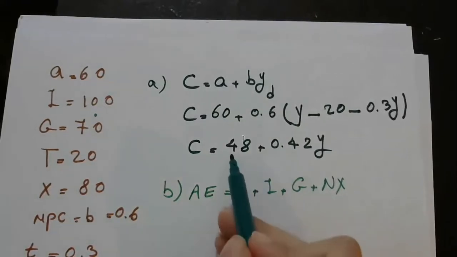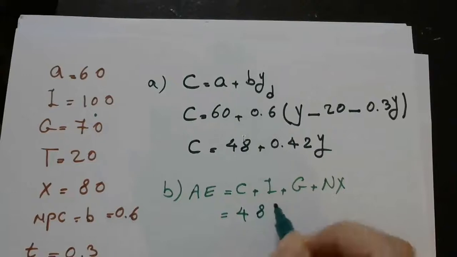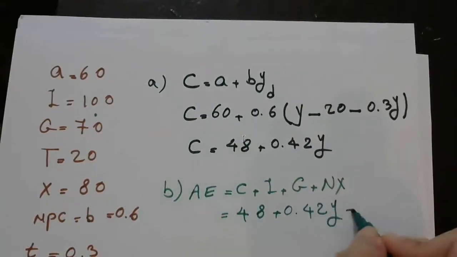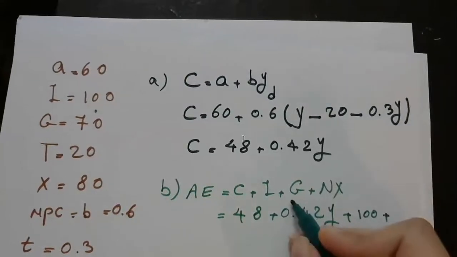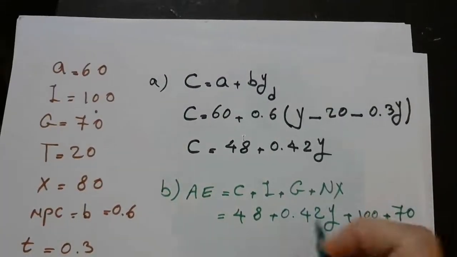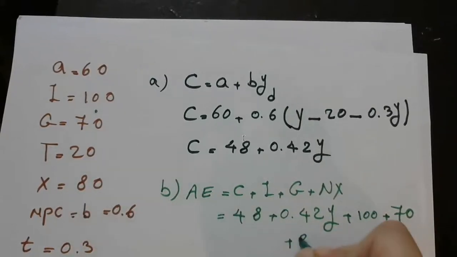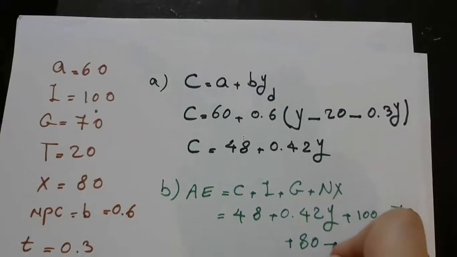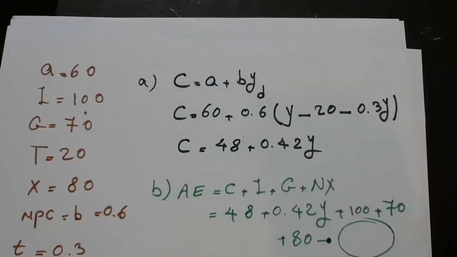Now, again, we replace this calculated C in the aggregate expenditure formula. So it is 48 plus 0.42Y. And then we put I, which is 100, plus G, which is 70, and X, which is 80, and we have to minus M. So this part is coming, M.